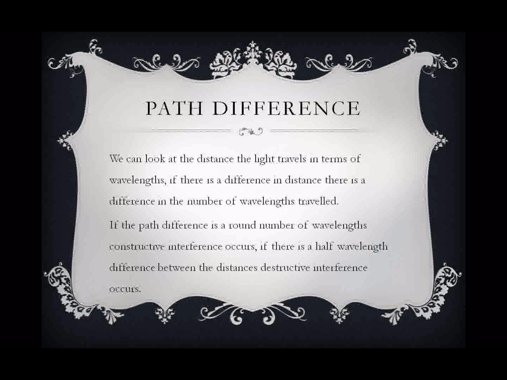We can look at the distance the light travels in terms of wavelengths. If there is a difference in the distance, there is a difference in the number of wavelengths the light has travelled. If the path difference is a round number of wavelengths, constructive interference occurs, as the light is in phase. If there is a half wavelength difference between the distances, destructive interference occurs, as the light is not in phase.